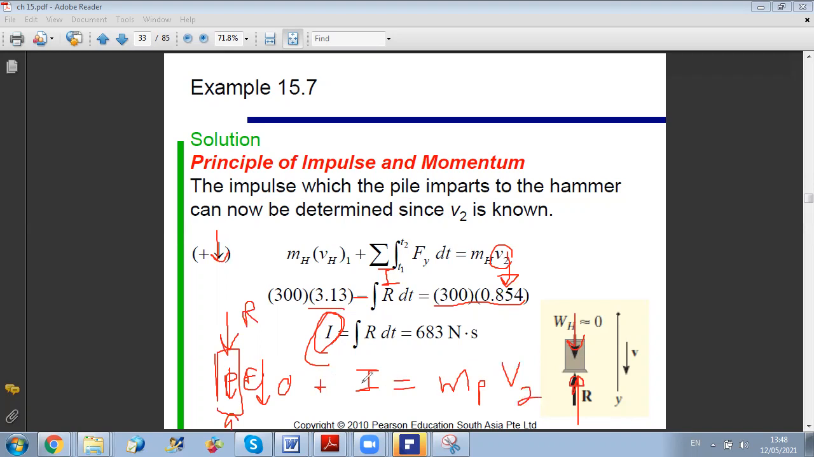So you can directly get, in another way, you can get the impulse, which is m pile times V2. And both will give you the same result, which is 683 Newton second.